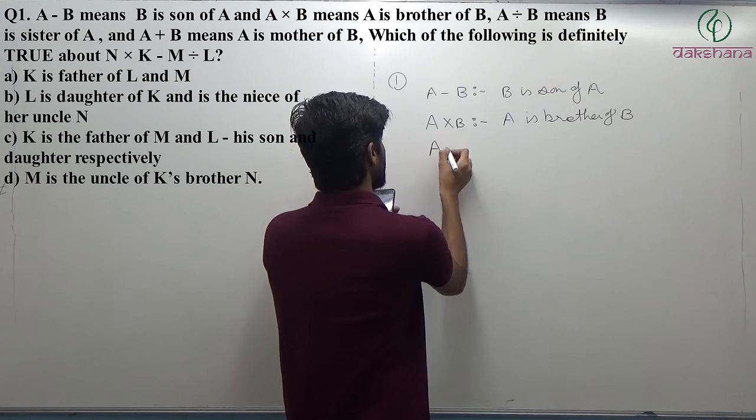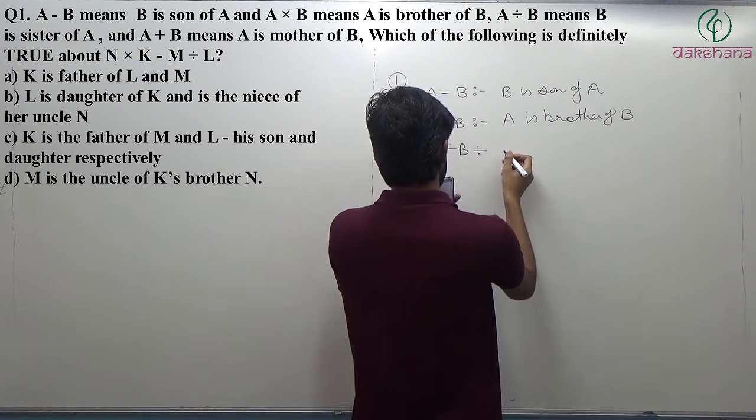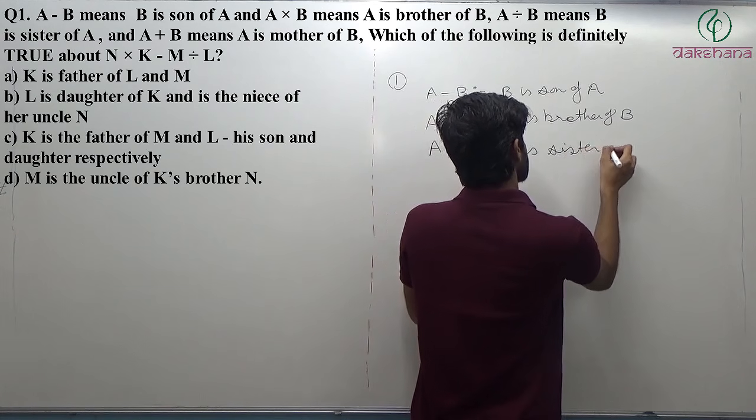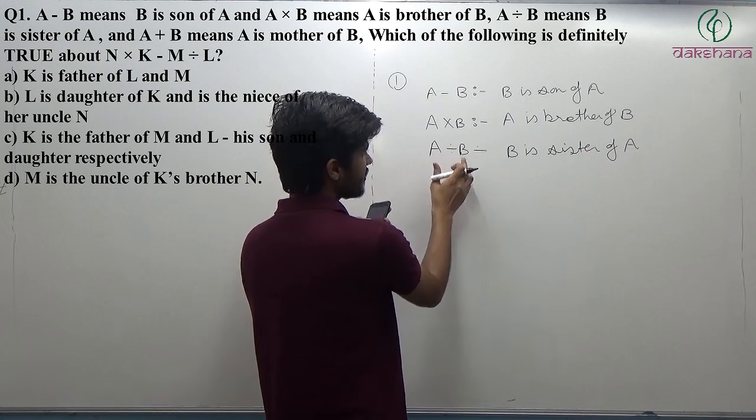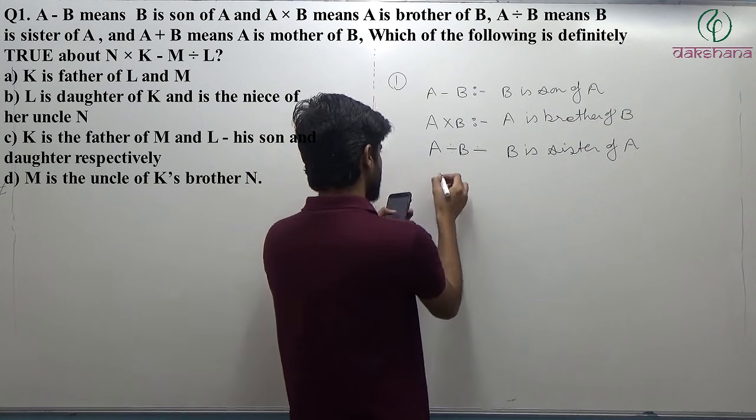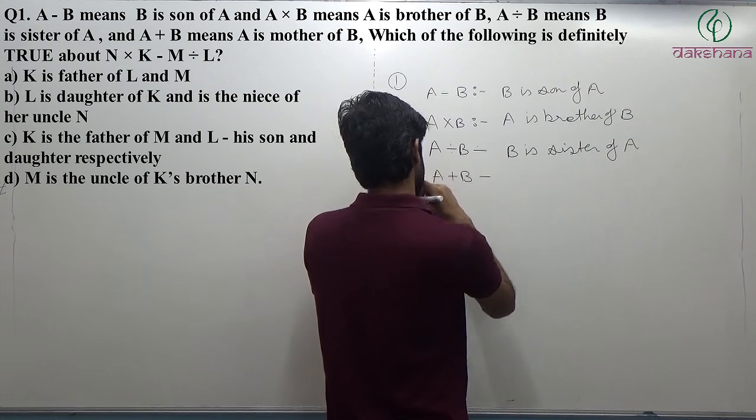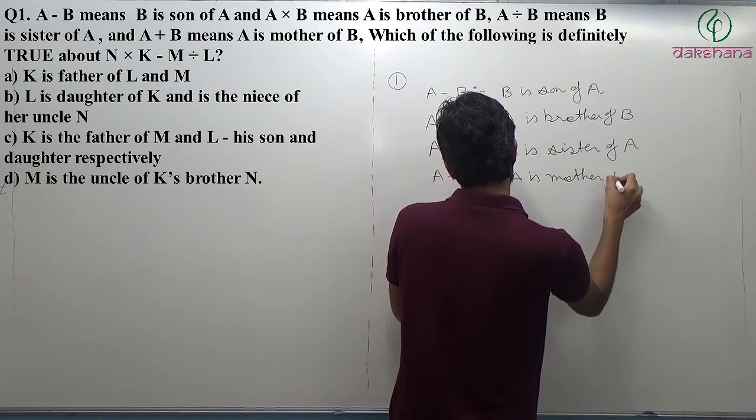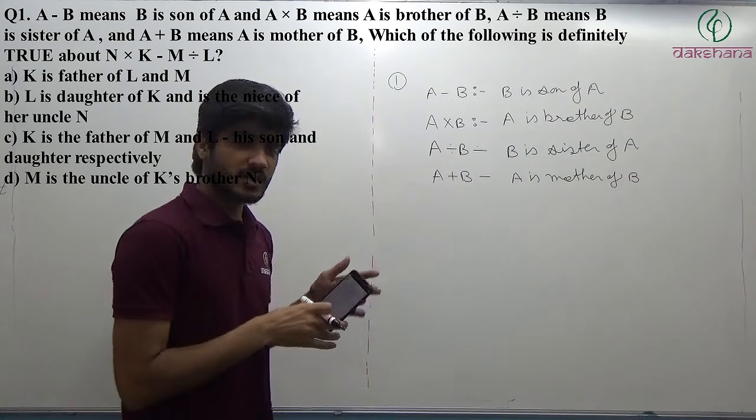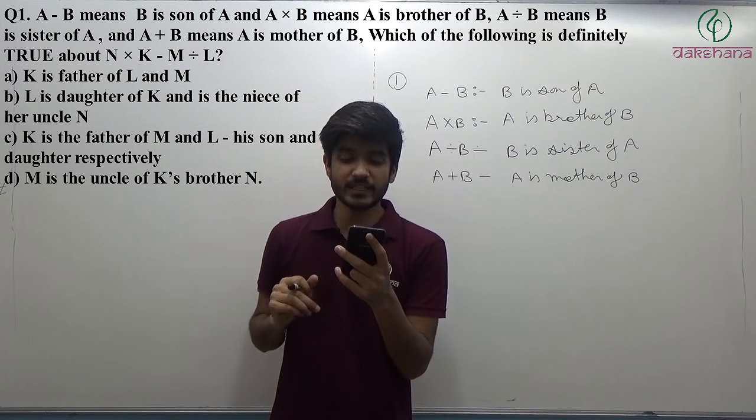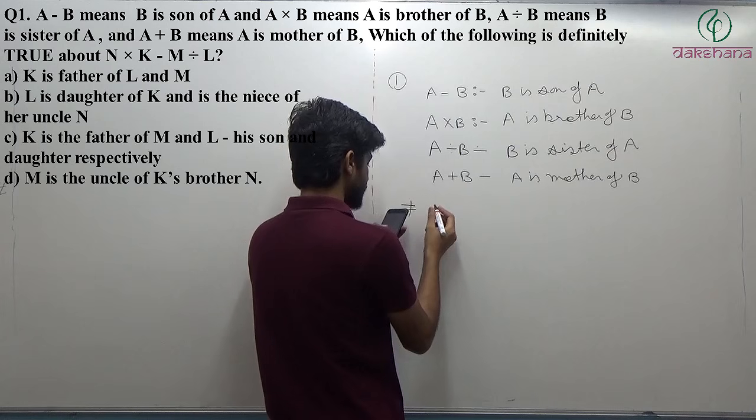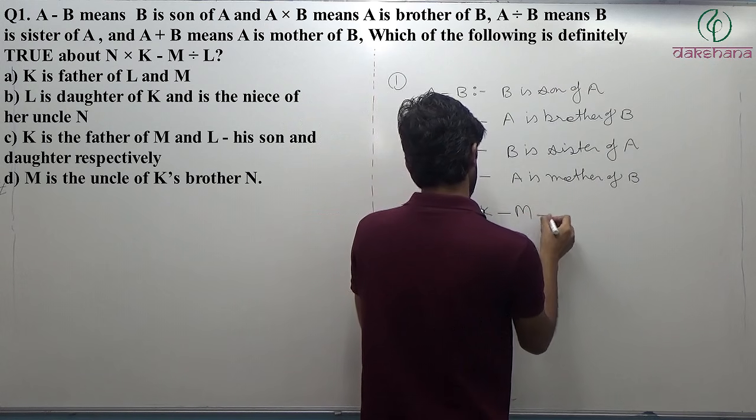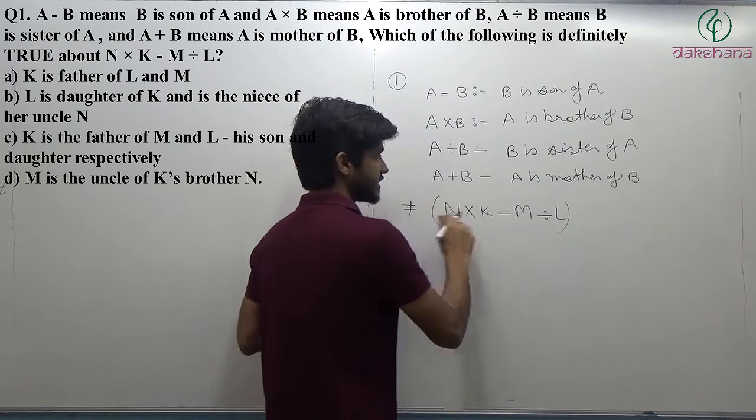Okay, so that's the only part where you need to be careful. And then it says A divided by B means B is sister of A. So if it's the divided sign, then B is sister of A. And if it's A plus B, it means A is mother of B. So this is the information given to you, and they are asking which of the following is definitely true about the expression given: N into K minus M divided by L.